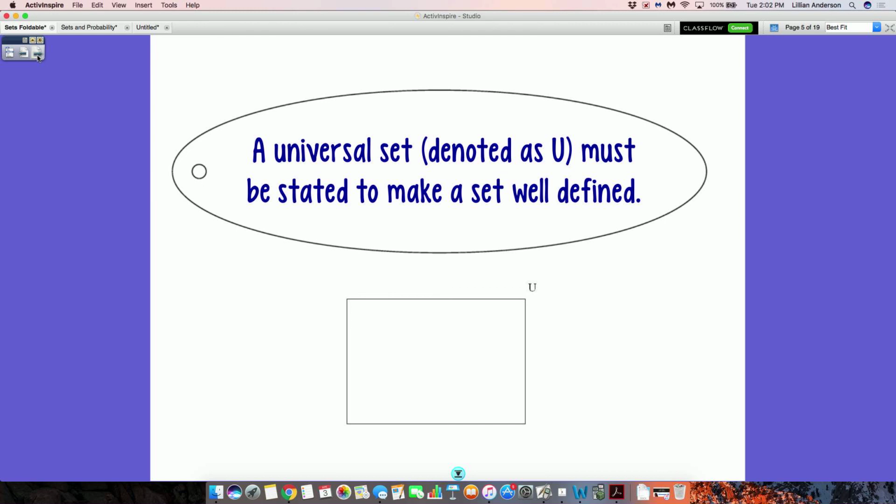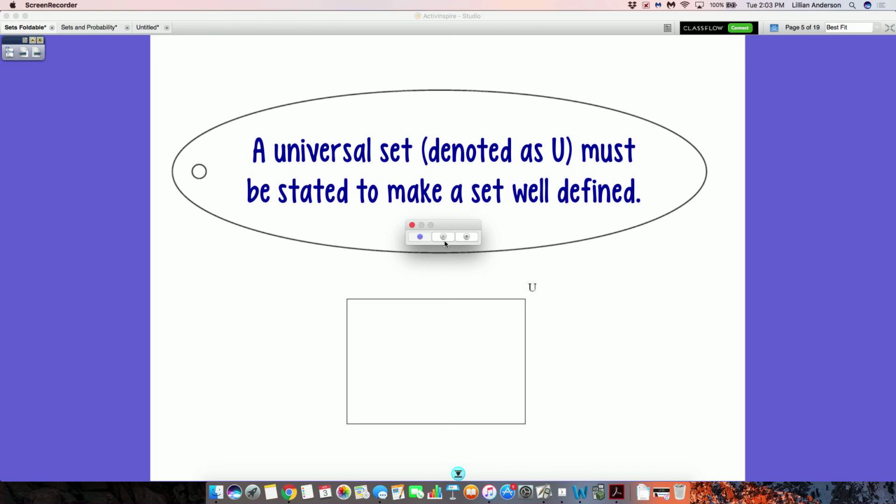On your next bubble, we're going to be talking a little bit more about sets. This one is about the universal set, denoted as U, which must be stated in order to make a set well defined. Now this picture that you see with the rectangle and the U outside of it is the notation to represent the universal set.